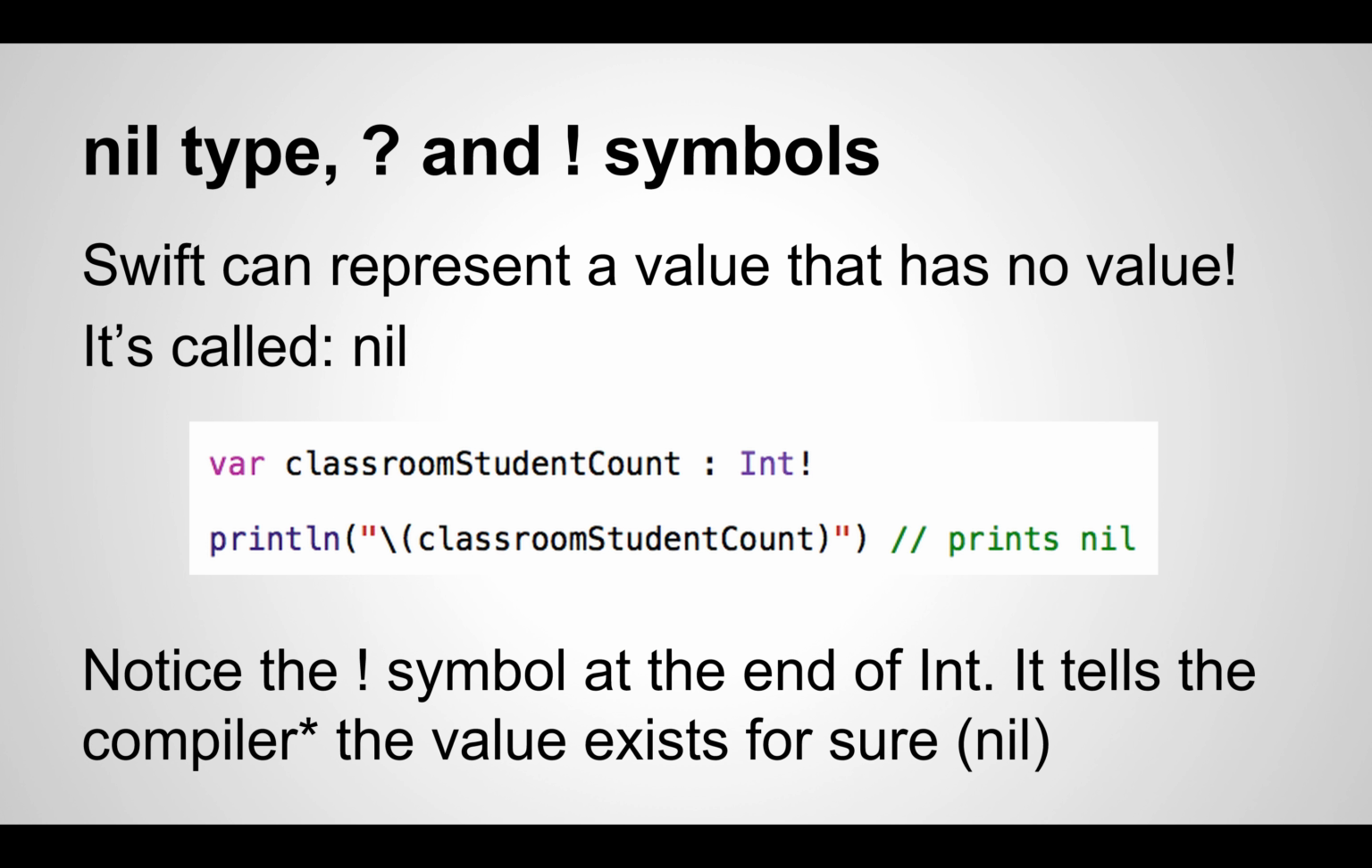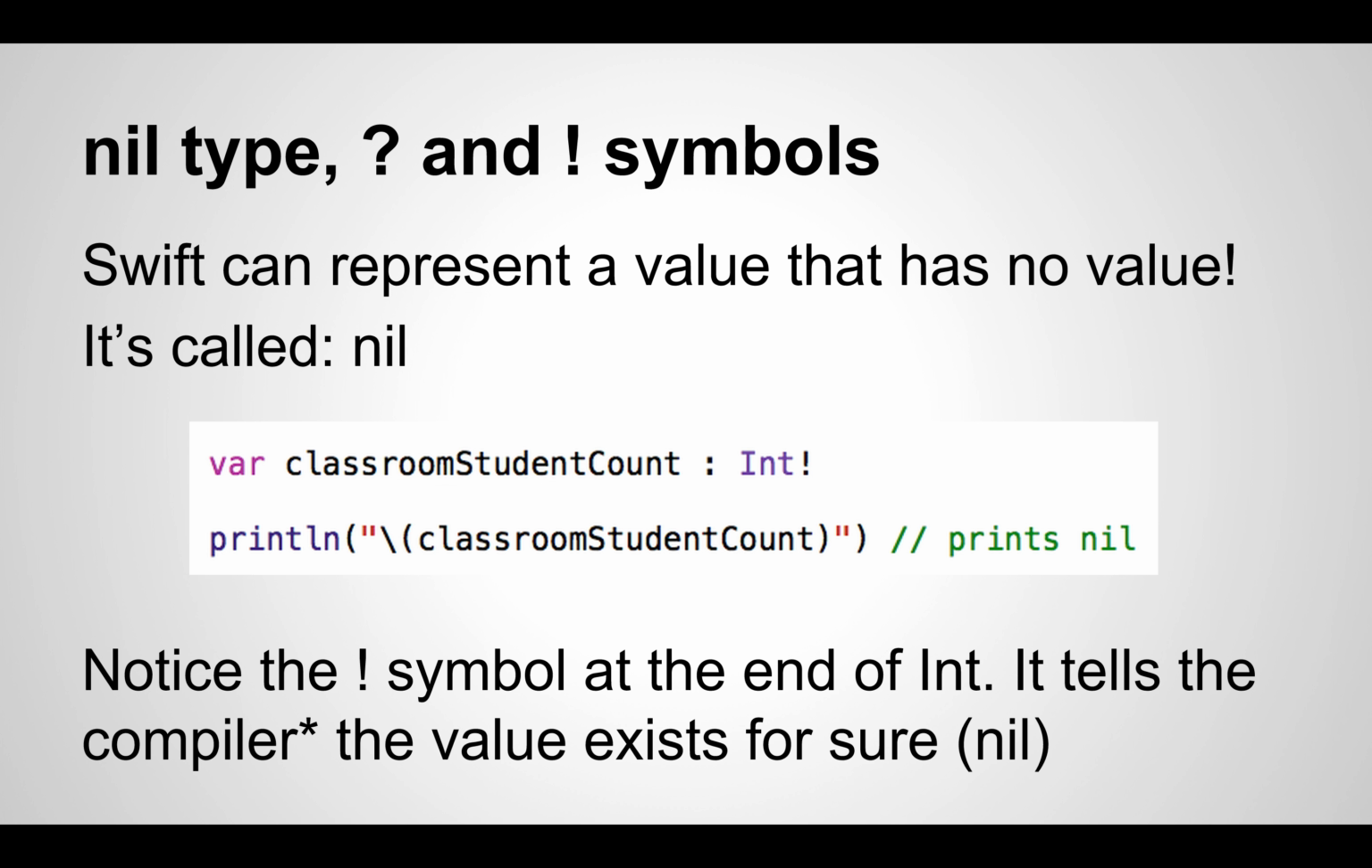Now, nil type, question mark, and exclamation point symbols. So, Swift can represent a value that has no value, right? Sometimes you need a value that has no value. It's called nil, okay? And here is an example, var classroomStudentCount. So we're counting the number of students, and we put it's an Int with an exclamation point, which means that it has no value yet.